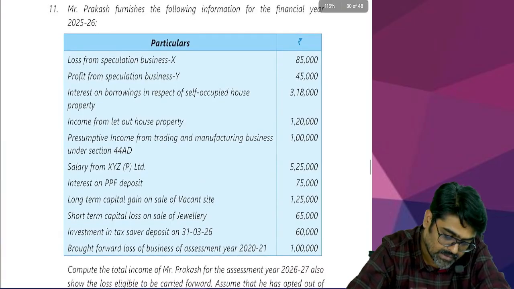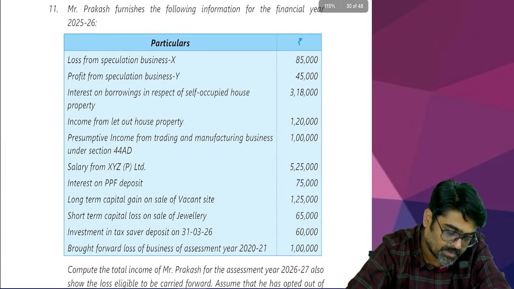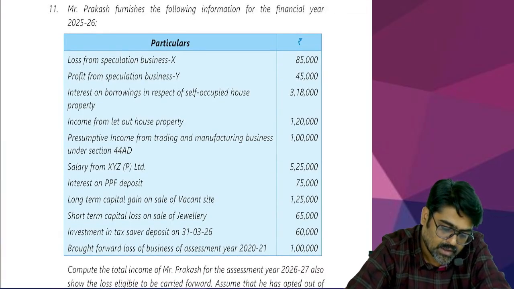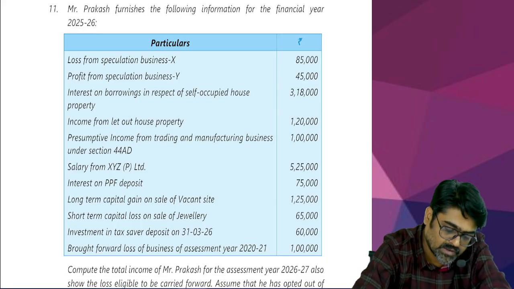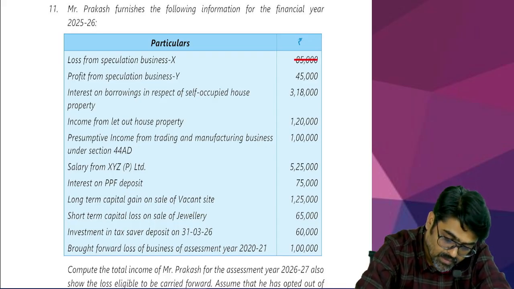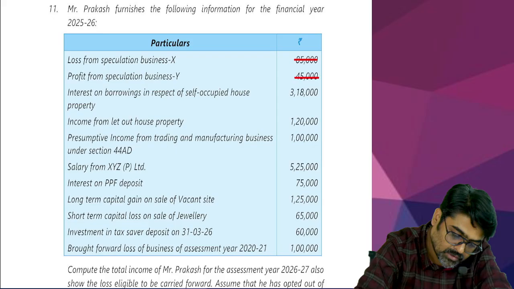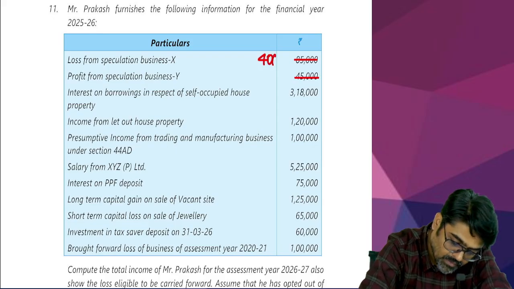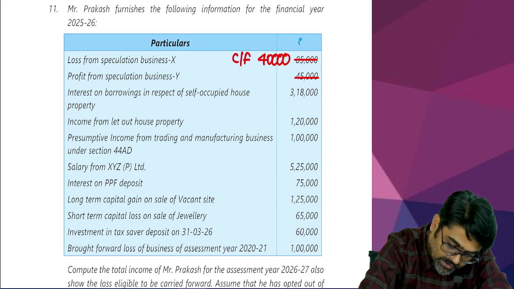Question number 11. Second last question. Mr. Prakash furnishes the information for the financial year 25-26. Loss from speculation business X and profit of speculation business Y. What will you do? Set off. So this will still remain 40,000. Any other speculation business income? No. So this will be carried forward.